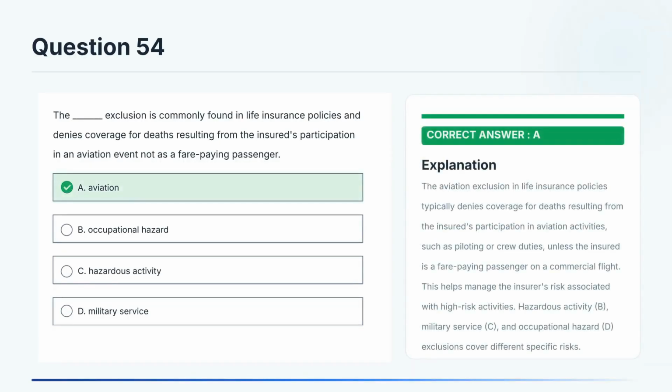The correct answer is A. Aviation. The aviation exclusion in life insurance policies typically denies coverage for deaths resulting from the insured's participation in aviation activities, such as piloting or crew duties, unless the insured is a fare-paying passenger on a commercial flight. This helps manage the insurer's risk associated with high-risk activities. Hazardous activity, B, military service, C, and occupational hazard, D, exclusions cover different specific risks.